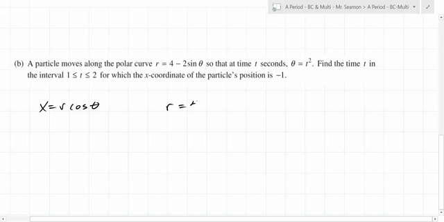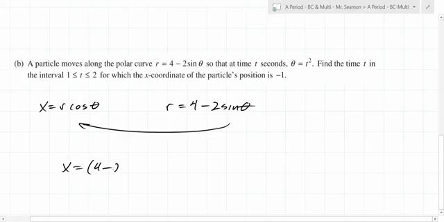R is what? R equals 4 minus 2 sine, sorry, thank you. So then what do you do with this? Yeah, so we just do the substitution into there. Is that what you're saying? Yeah. So we have x is equal to 4 minus 2 sine theta times cosine theta.